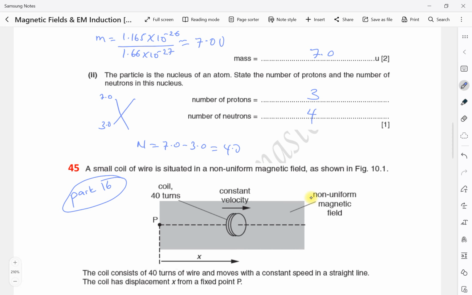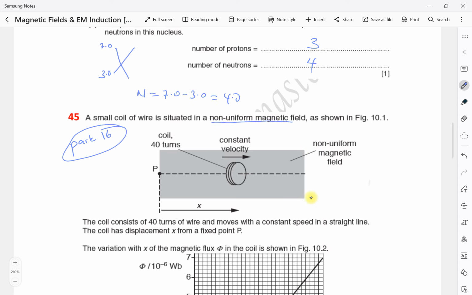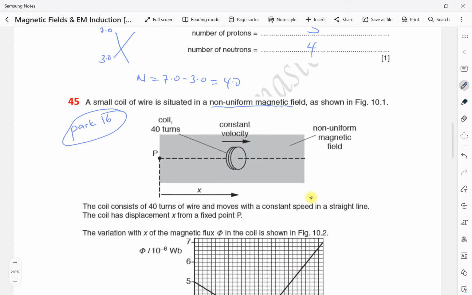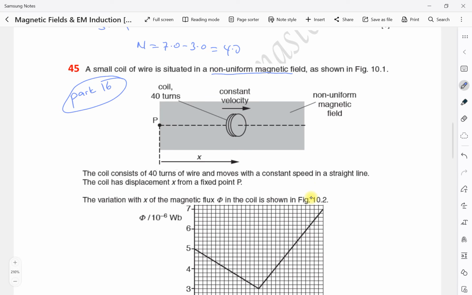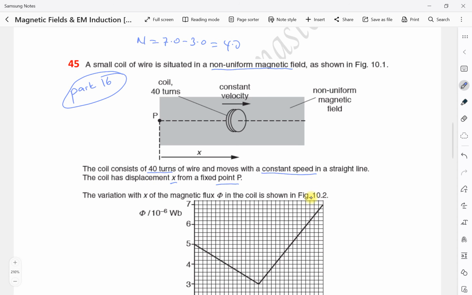A small coil of wire is situated in a non-uniform magnetic field as shown here. So the magnetic field is not uniform. The coil has 40 turns of wire and moves at a constant speed in a straight line. The coil has displacement x from a fixed point P.